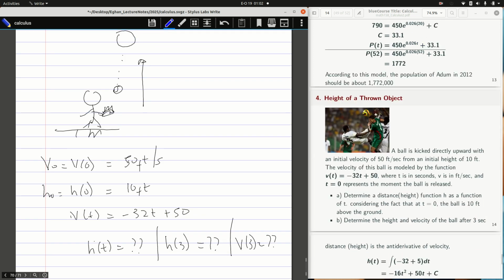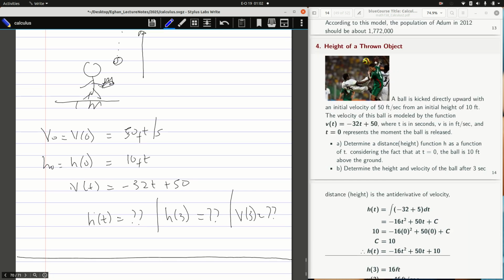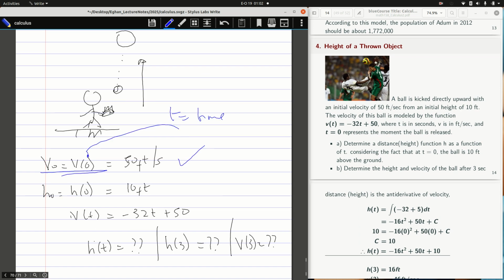The height of a thrown object. You can have a ball thrown in the air, you can have anything thrown in the air, and this picture shows a football game where someone just kicks the ball up. You want to determine the height of the ball from wherever it was kicked off. From the word problem, certain things are given. There's an initial velocity, which I'm going to write as v naught, or v at 0. T is time, so at time 0 it is 50 feet per second. And the initial height where it was kicked off was 10 feet.